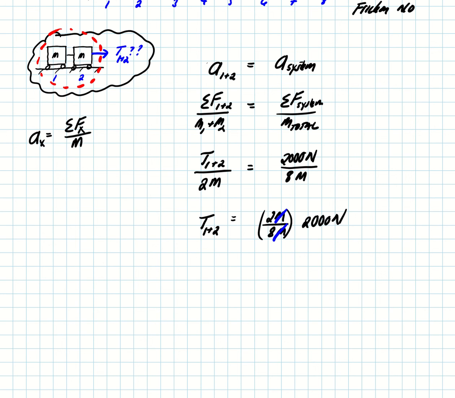And so the result is that the tension between cars 2 and 3, the tension that's pulling the last two cars, equals 1/4 of the external pulling force. Now the answer is 500, right? But that's not the important part. The important part is to represent, this is the key part.